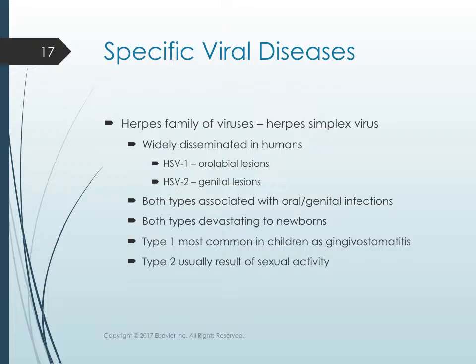Moving on to herpes family of viruses. Commonly, we are familiar with HSV1 and 2. HSV1 causing primary oral labial lesions, HSV2 causing primary genital lesions, but both types are associated with both areas of infections, and both types can be devastating to newborns. Type 1 is the most common in children for gingival stomatitis, and type 2 is usually the result of sexual activity.